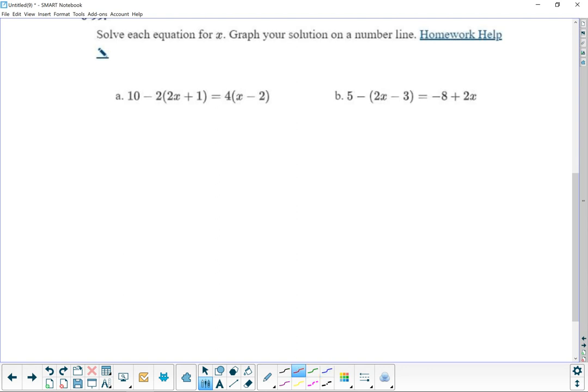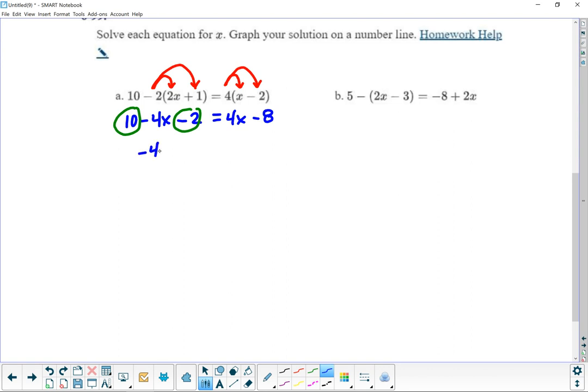Okay, so working this out, I think we need to do negative 2 times 2x and negative 2 times 1. And then we also need to do the 4 times x and 4 times negative 2. All right, so working this out, we get 10 minus 4x minus 2 equals 4x minus 8. And I'm doing all that at once. On this side, you can combine positive 10 and negative 2 to make positive 8. So this side we will have negative 4x plus 8 equals 4x minus 8.